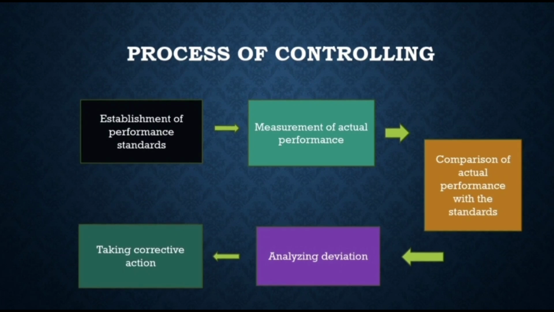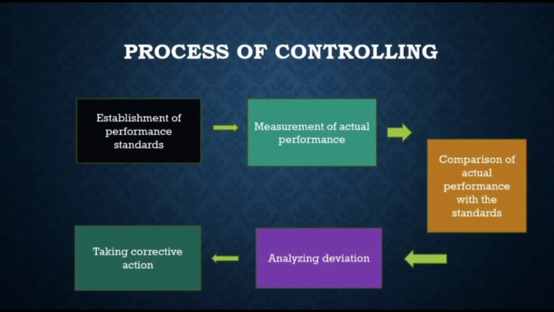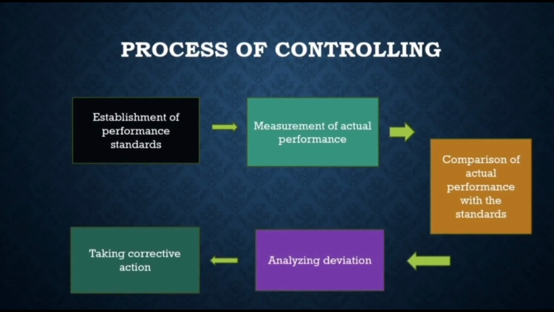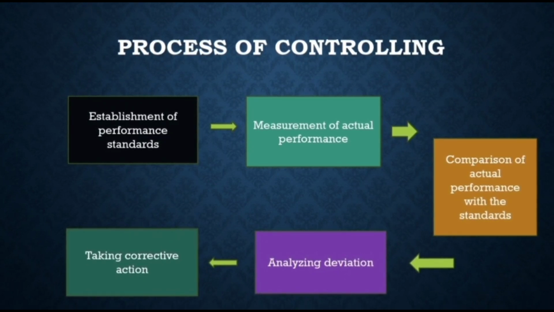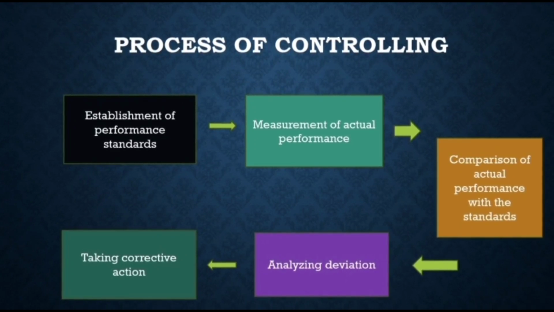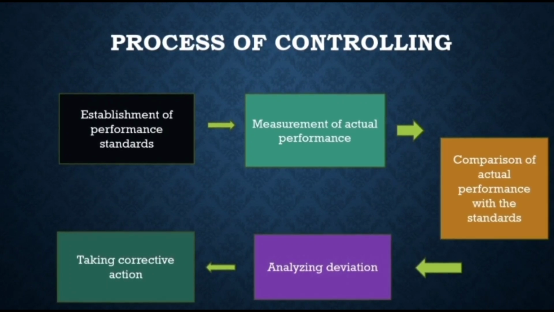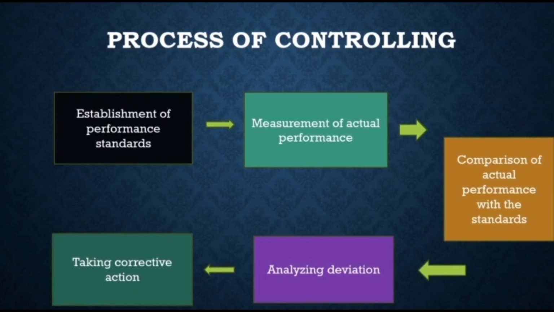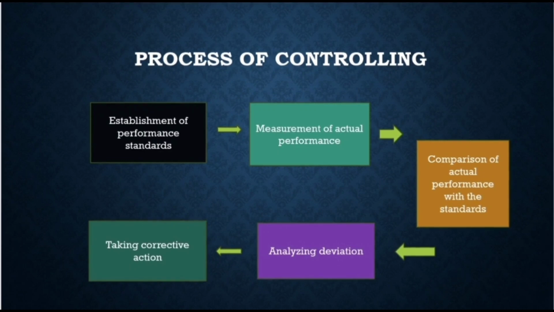Once the organization has established the standard, the second step of the process of controlling is to measure the actual performance in a reliable and objective manner. Usually, the actual performance is measured at the end of the performance. In some cases, the organization measures performance throughout the performance. Different departments of an organization can measure their actual performance differently, like the production department by the number of units produced, the sales department by the number of units sold, etc.